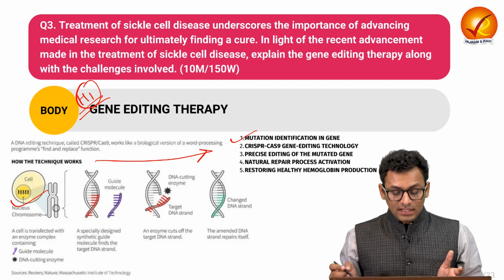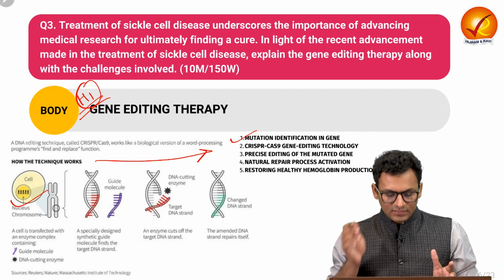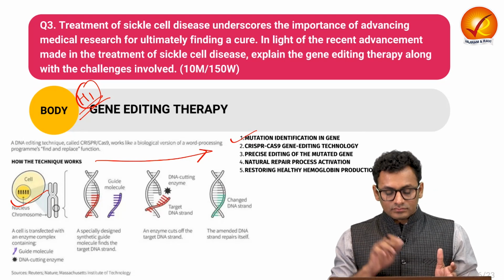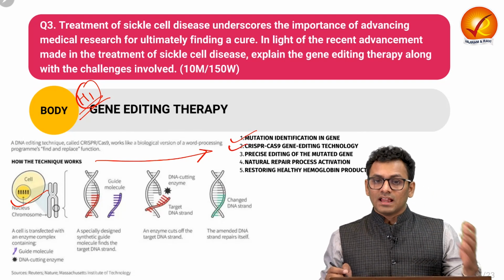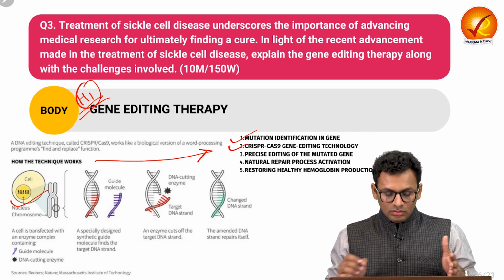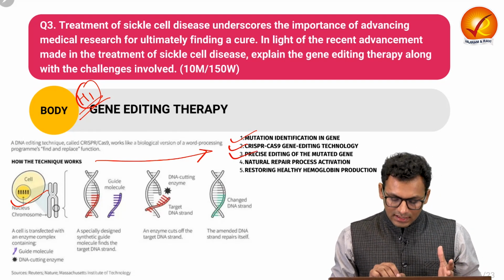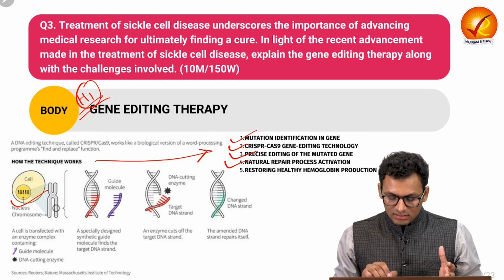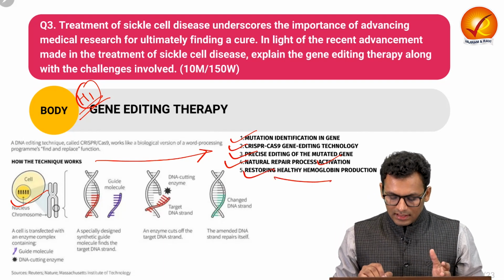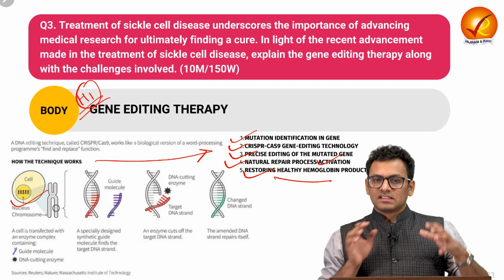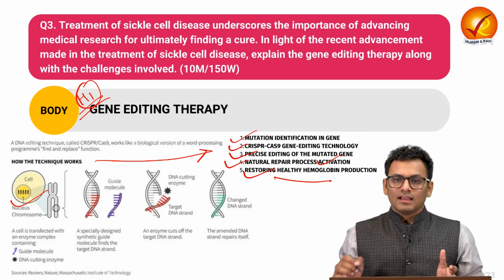Firstly, the gene editing therapy helps with respect to the identification of the mutation in the gene, specifically the HBB gene. Then we can talk about how CRISPR-Cas9, which is a gene editing tool, helps with the precise editing of the mutated gene so that it can be eliminated and replaced with a natural repair process activation that can lead to restoring healthy hemoglobin production. So this is how the entire gene editing process looks for sickle cell disease.